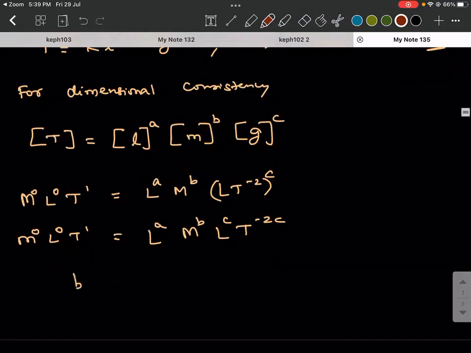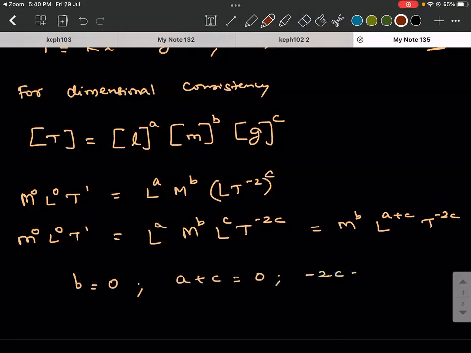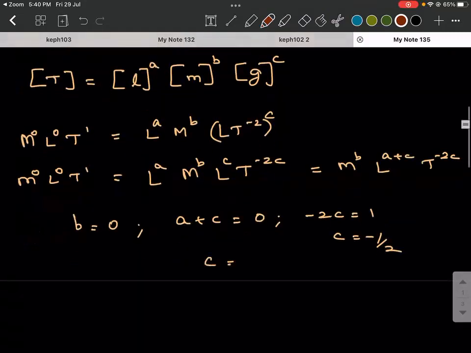So what is going to be the value of B? Comparing on both the sides, what is the power of M? On the left hand side it's 0, on the right hand side it is B. So B is 0. So first of all, can I write this as M power B, L power A plus C, and T power minus 2C? So compare. B is 0, A plus C is 0, minus 2C is 1. So C will be minus half. So A plus C is 0, and C is equal to minus A, or A is equal to minus C, which implies A will be equal to plus half.